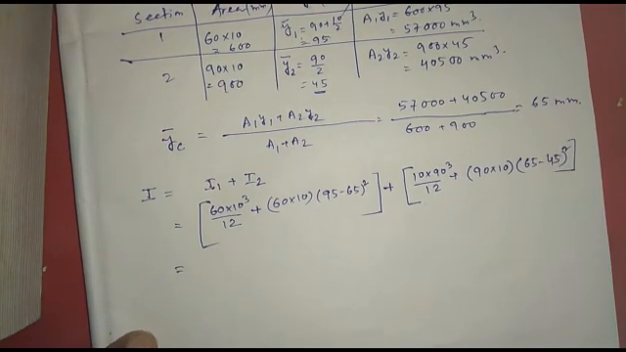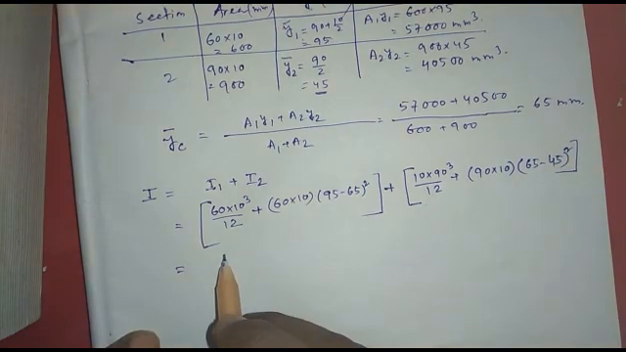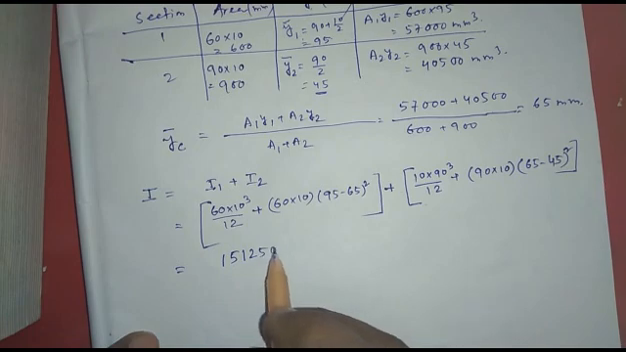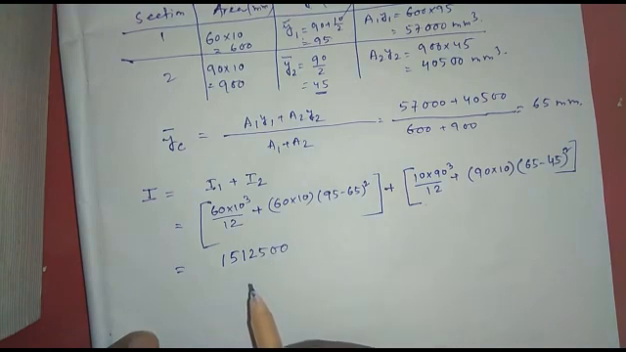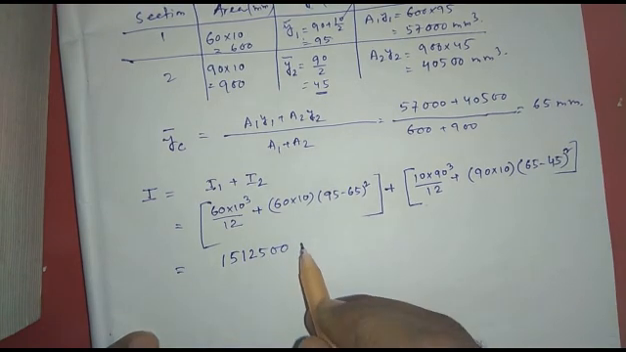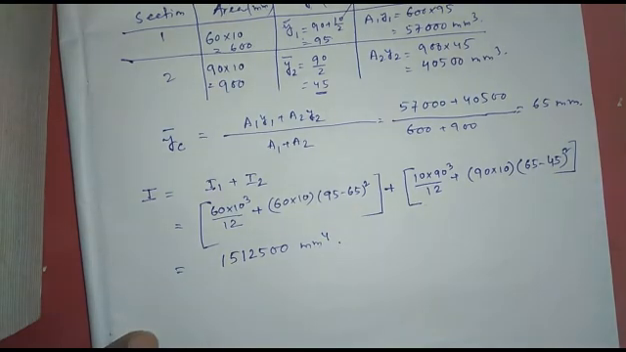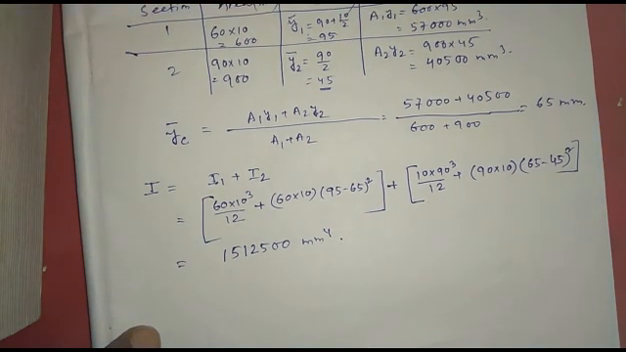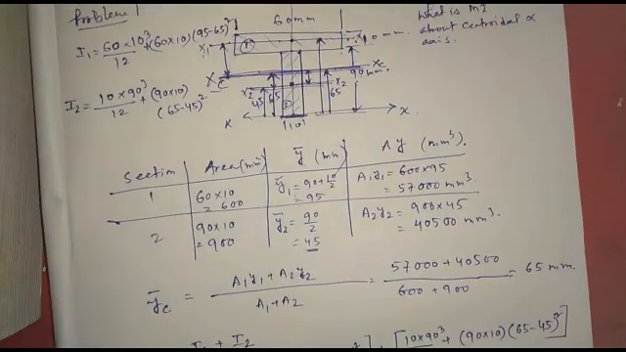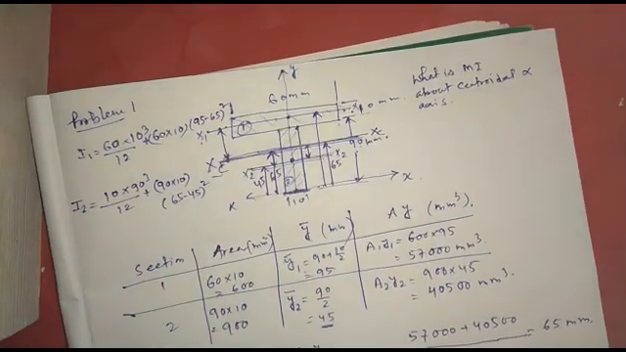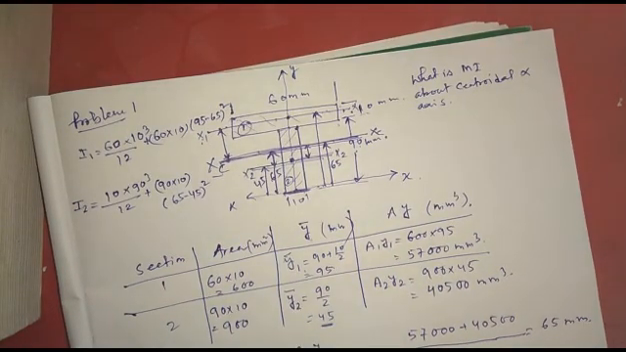So if you calculate this, this is just a calculation. It will come as 15122500, and the unit will be millimeter to the power 4. So this will be the moment of inertia of the composite section about its own centroidal x-axis. In a similar way, we can do it for the y-axis also.